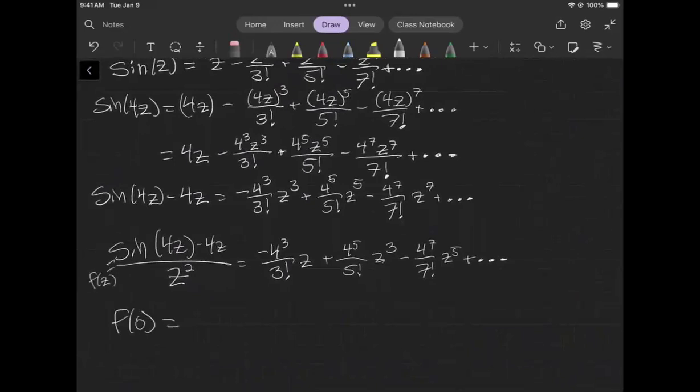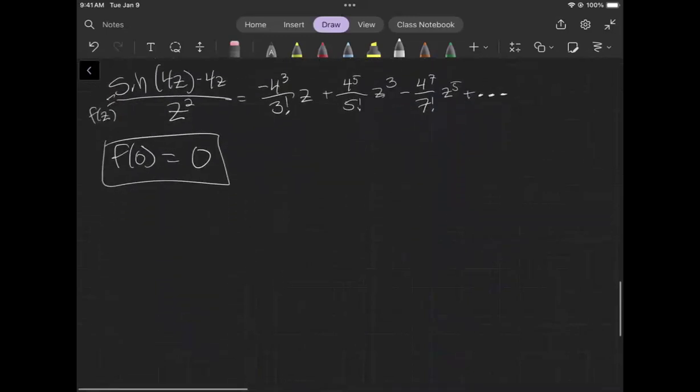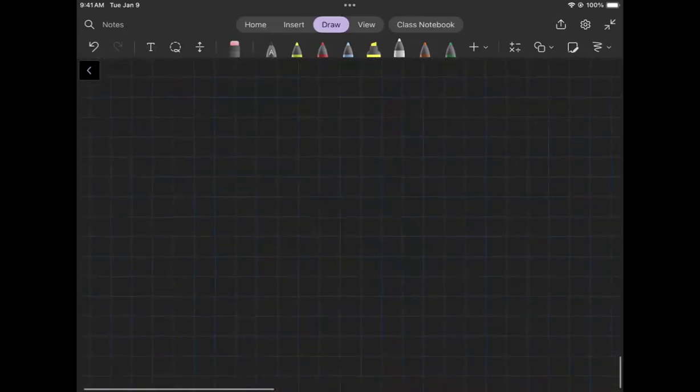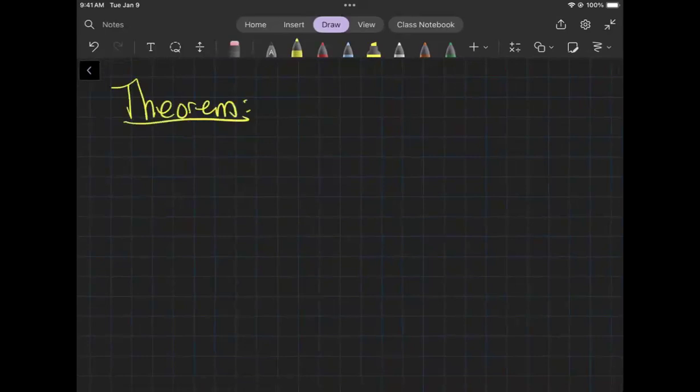And so f of 0, well, that would be 0, okay? And so that function would be analytic at that point. All right? That's how you figure out the removable singularity at that point. Okay, so I want to mention a couple of... I'm going to show you a couple ways to show if a function has a zero of order n or a pole of order n. Okay, so here's a couple of theorems for you to write down.